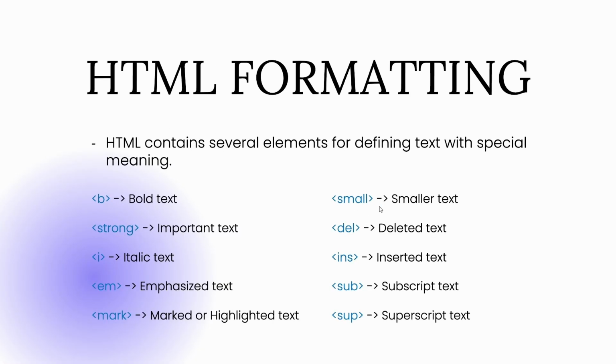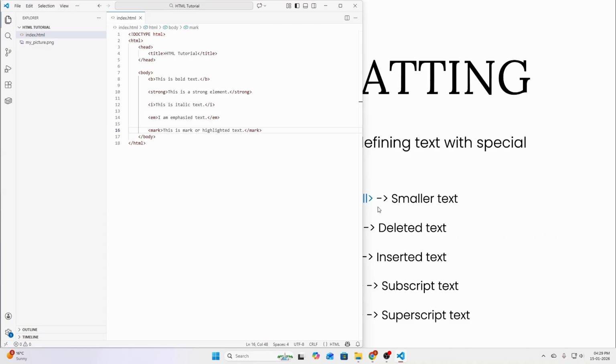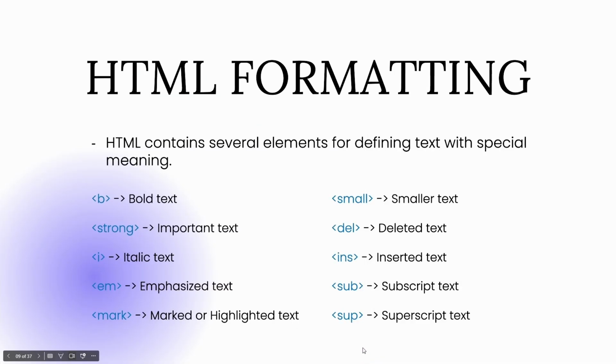Then we have the small element that just simply displays the text in smaller size. So let's also see an example of it. So below this, let's add a small element here, and let's just say this is small element content, and let's just save it and open it in the browser.